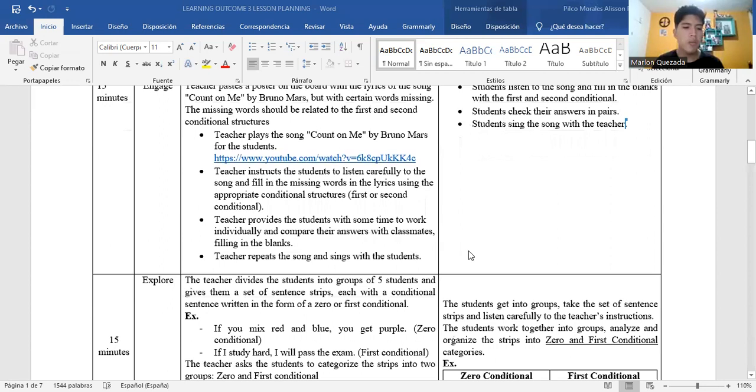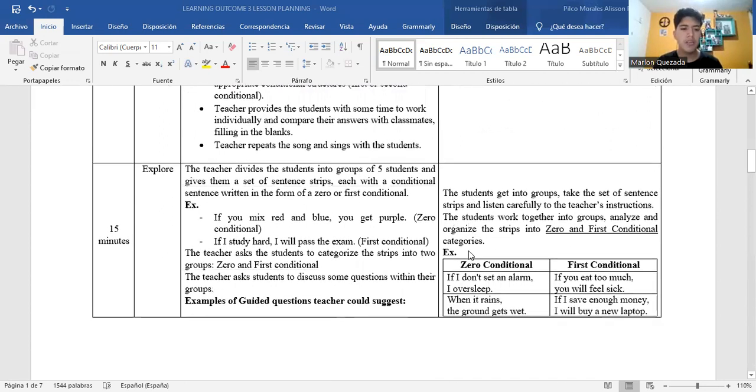Okay, continuing with the plan, we have the Explore stage. In this part, we are going to divide our students into groups of 5 students. So it means that each group will have a set of sentence strips with 2 main titles, that is the zero conditional and first conditional.